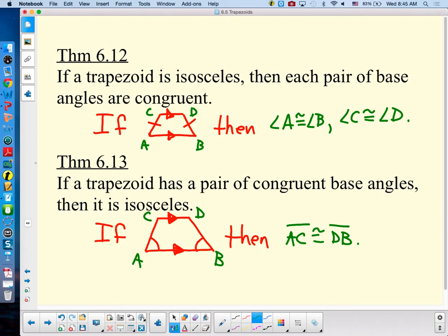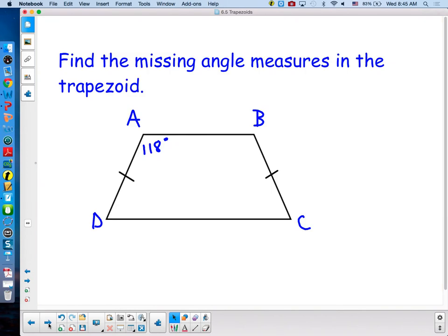So how do you know which theorem you're using? It depends what you start with. Do you start knowing that the segments are congruent? Or do you start knowing the angles are congruent? That will help you know which one to use as a reason in some of your problems. Okay, find the missing angle measures in this trapezoid. And I'll mark the parallels so that you're not questioning which ones were my parallels. Okay, pause for a little bit and find those angle measures.